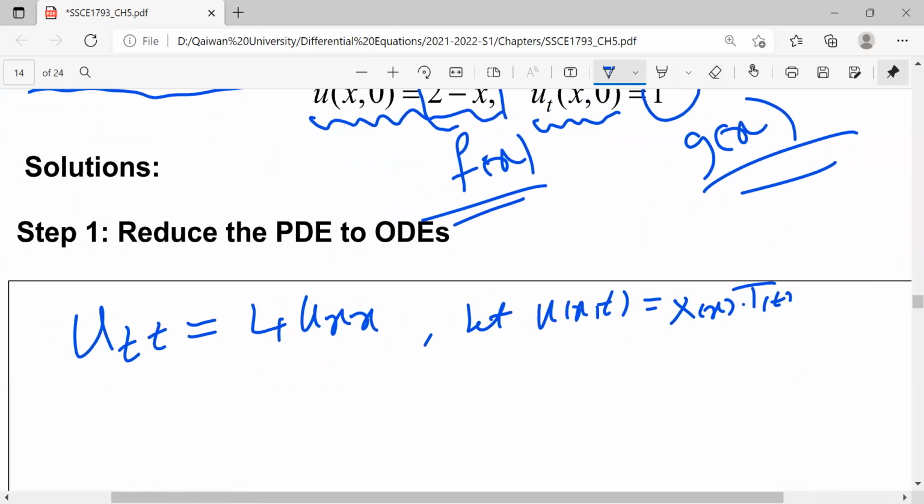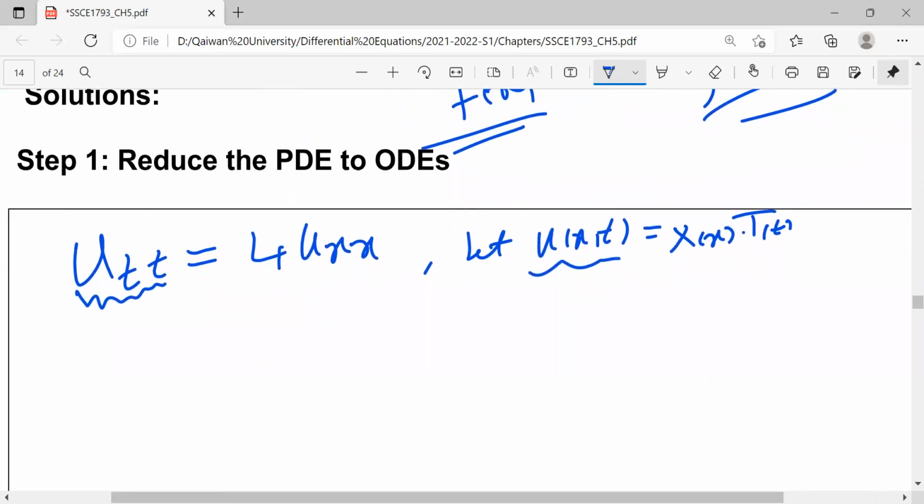Now we should find these partial derivatives of u of x, t. We have u sub tt. We take the partial derivative of this function twice with respect to t. Here, X of x is a constant, so we just take two derivatives for t, which gives u sub tt equals X of x times T double prime of t. Here we say it's prime because in the function of t we have only t, we have no x in it. That's why we take its derivative.